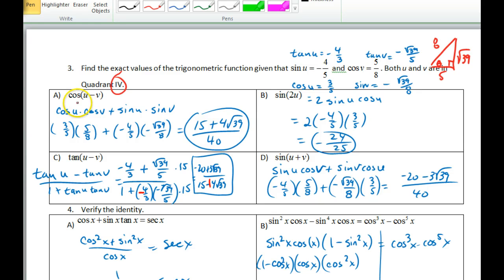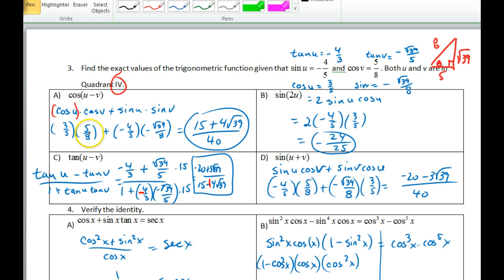Now if they ask me to find the cosine of u minus v, write out the formula. So cosine with the negative means that I go cosine, cosine, positive, sine, sine. Now some people were messing this up because they were writing cosine of 3/5. No, no, no, no. The cosine of u is 3/5, so you just replace that out.